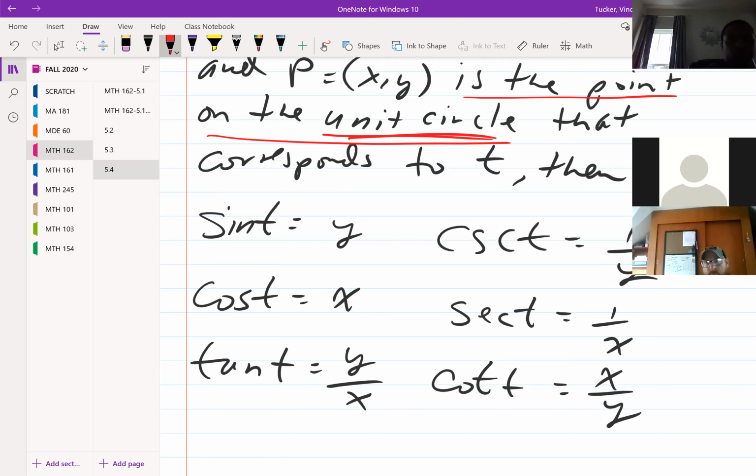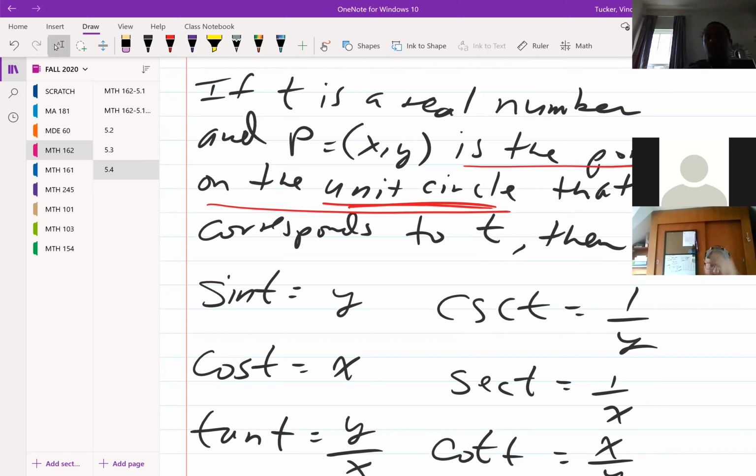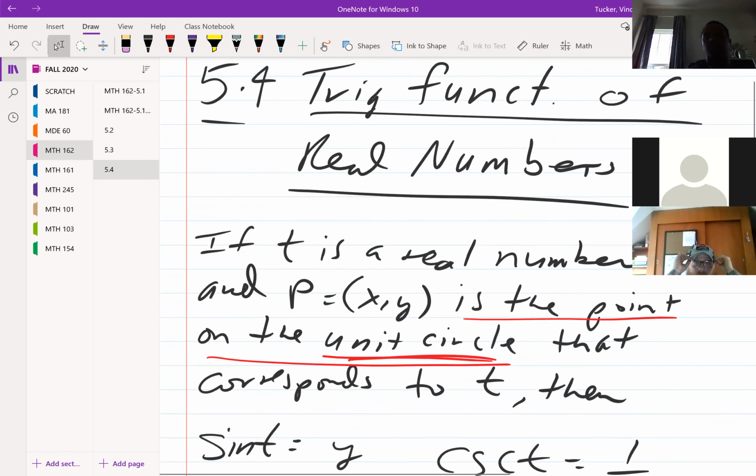Could you scroll back up so I could see the top there? That part? No, all the way up a little higher. Thank you.